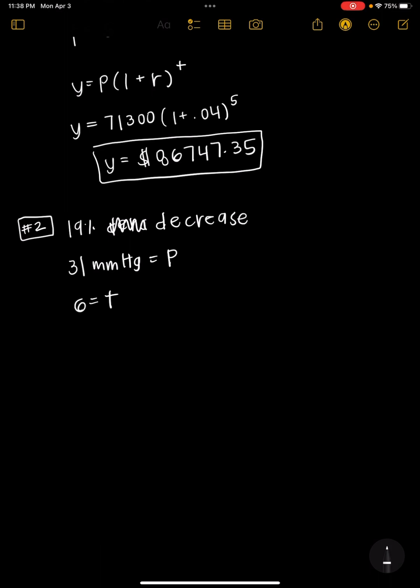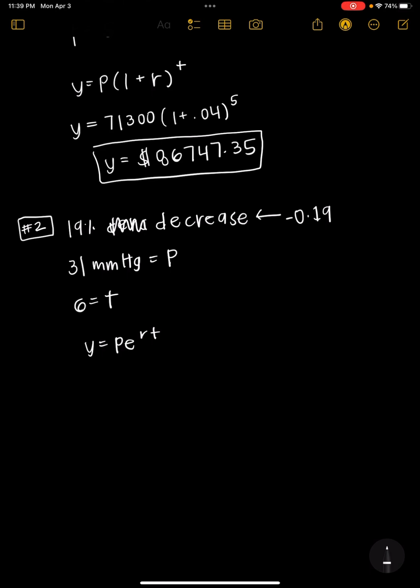Now, here's the deal. In this equation, we're going to end up using y is equal to P e to the r t. The reason why we use this equation rather than the doubling or halving equation is because it didn't tell us it doubled or halved, it gave us a percentage. And that 19% decrease, written as a decimal, is 0.19, but because it's a decrease, I'm going to make it a negative 0.19 when I plug it into the equation.